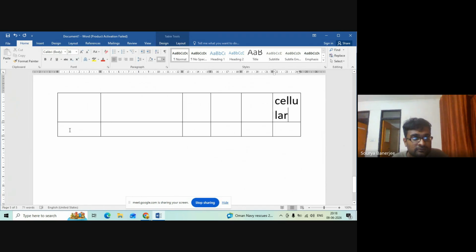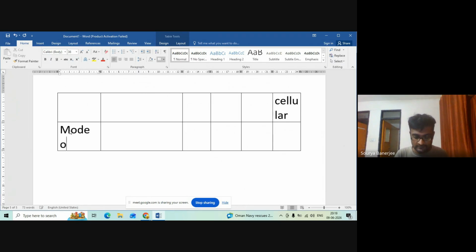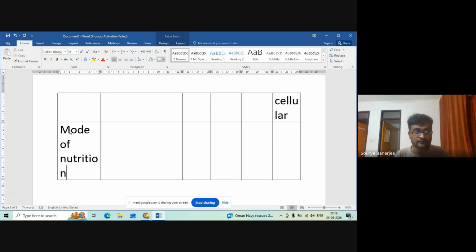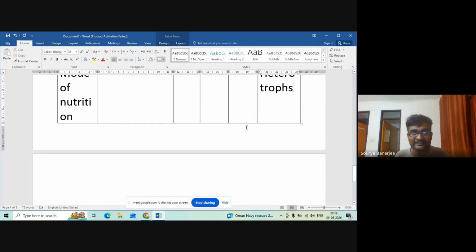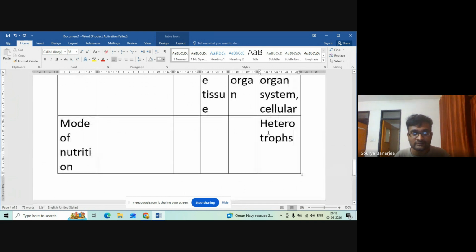Okay, the font size is very big. Not an issue, I will reduce it. So cell wall, body organization. The last one we will talk about is nutrition. What kind of nutrition is present? Mode of nutrition. In case of animals, it is heterotrophs. In case of plants, they are autotrophs. That means photosynthetic.